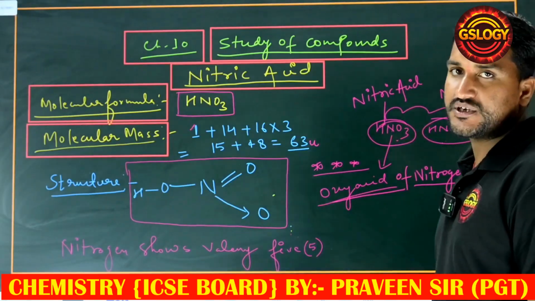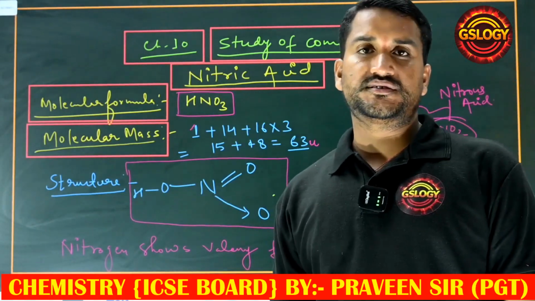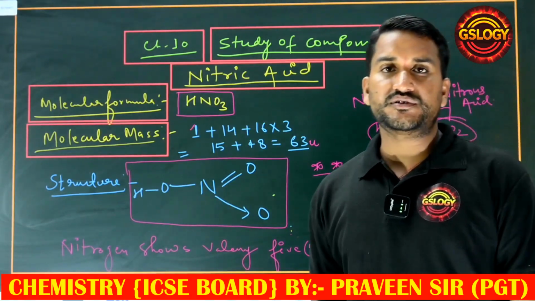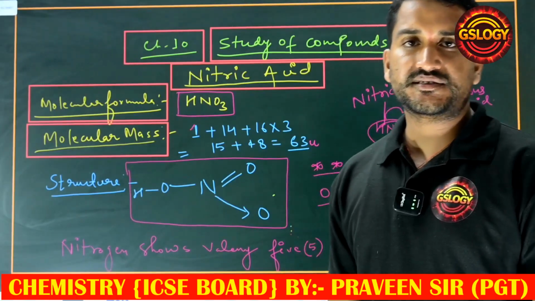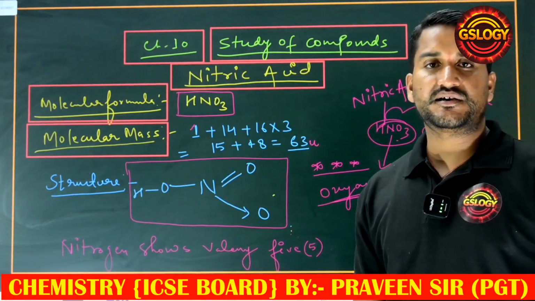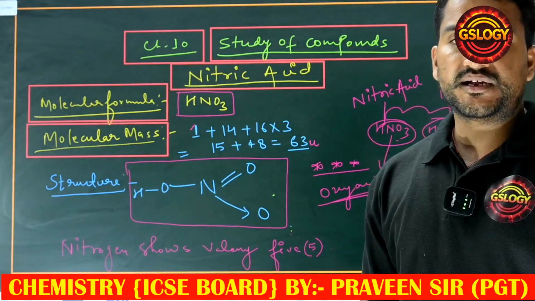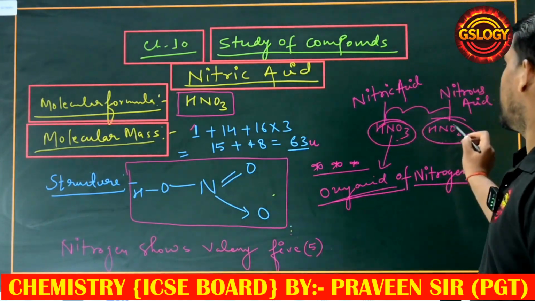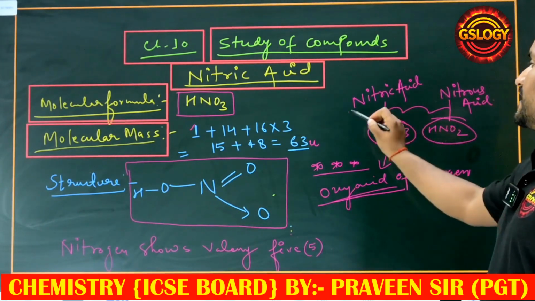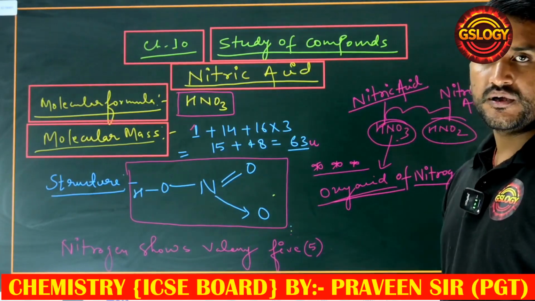And nitric acid is an oxy acid of nitrogen, and there are two oxy acids of nitrogen found in nature. One is nitrous acid and the second is nitric acid. The formula of nitrous acid is HNO2, and nitric acid is HNO3.